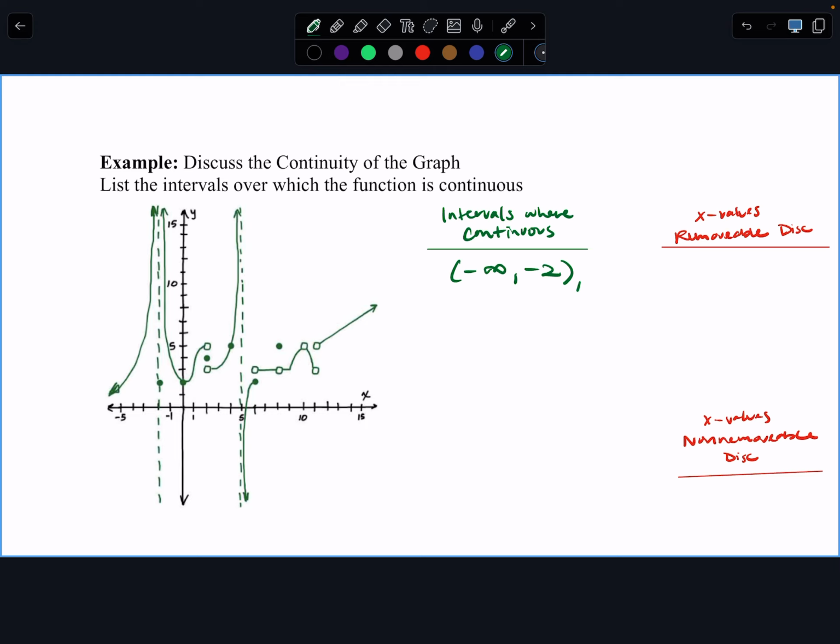We can't talk about continuity at a point unless there's an interval around it, otherwise you can't take the limit as x approaches. So then we go from negative 2, and we are not including negative 2 for the same reason. Now thinking about the right-sided limit, as x approaches negative 2 from the right, we can trace.